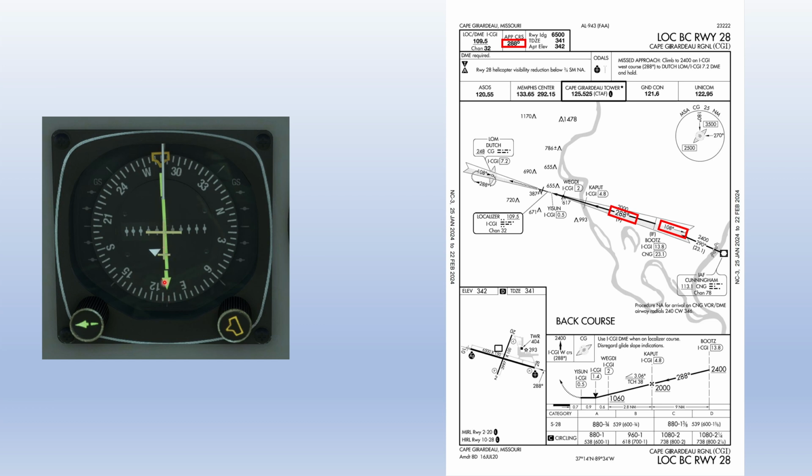While we're flying inbound on the approach, the arrowhead of the CDI for the HSI is going to be pointed at the bottom of the HSI. It's going to look a little backwards from what we're normally used to seeing the HSI look like, but this is what an HSI should look like when it's set up properly for a back course approach.